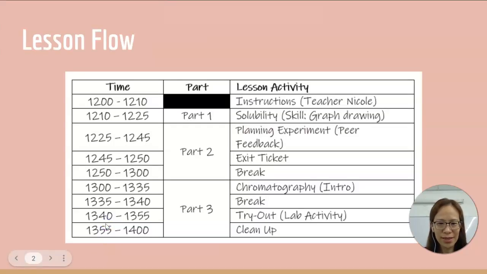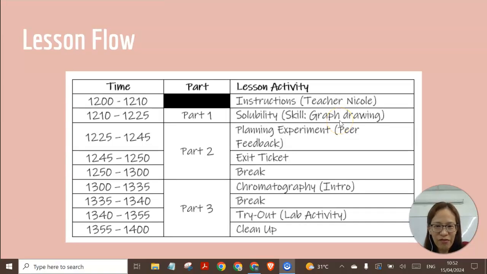There will be 3 parts to this lesson. Part 1, we will revise on solubility and we will draw graphs to enhance our skill in graph drawing. And part 2, we will have discussion on the planning experiment. And this time, you will do a peer feedback, followed by the exit ticket, after which we will do a short break before we go to a new lesson on the topic of chromatography. This will be an introduction for our next lesson. If you have time, then you can try out a short activity guided by the teacher.